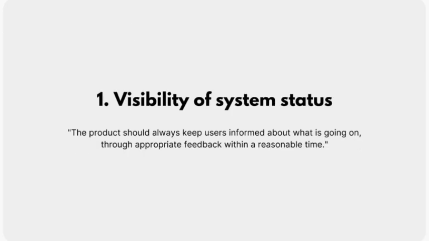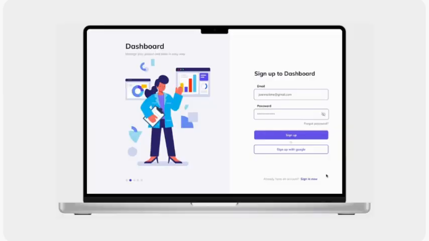The first usability heuristic is the visibility of system status. The product should always keep users informed about what is going on through appropriate feedback within a reasonable time. For example, changing the color of a button when a user hovers over it is a good practice for improving the user experience because it provides users with visual feedback that the element can be interacted with. In addition, the system needs to provide visual or auditory feedback when a user clicks on a button, indicating that the action has been successfully processed.